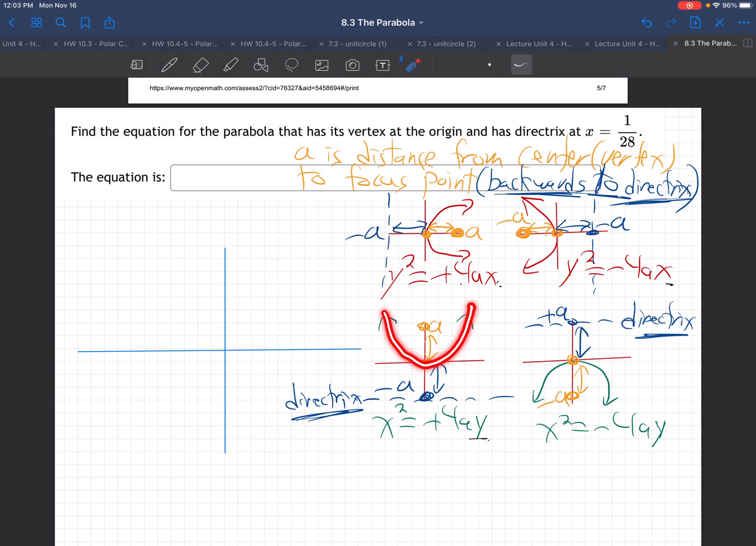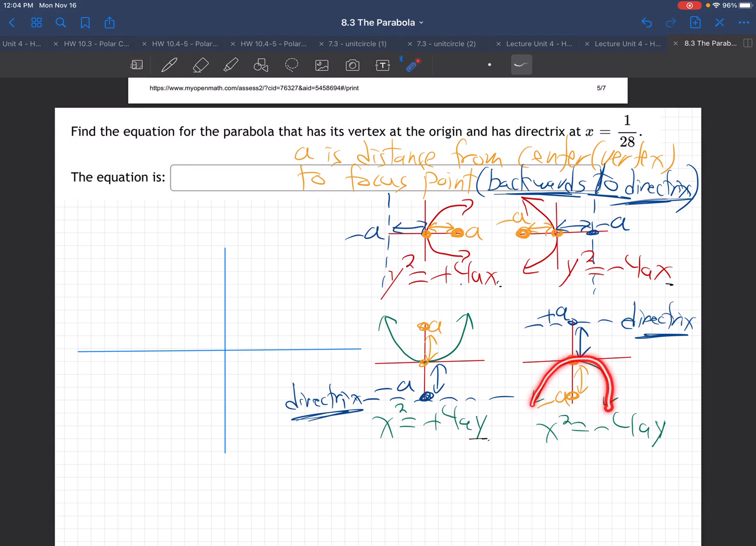Same thing here. Here's the parabola. Focus point is inside. That distance, same distance backwards to the directrix line, which is always behind the back of the parabola, directing it. So it's like the puppeteer directing the puppet, right? He's holding the strings. There's a good analogy. Directing the parabola from behind. You can't see him, but he's calling the shots and pulling the strings.